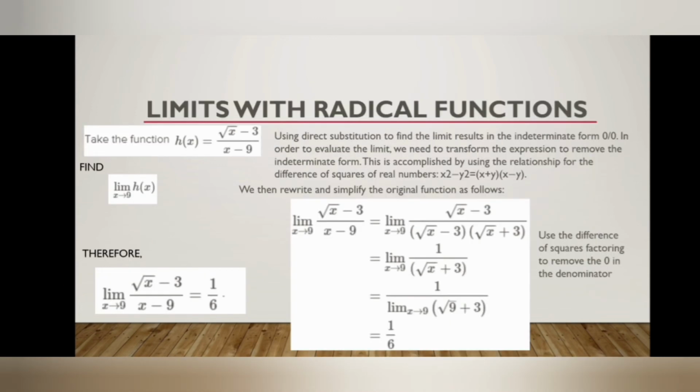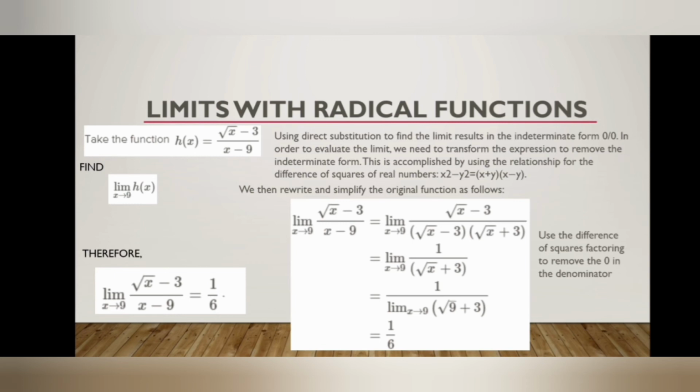Let's move on to another example. Using direct substitution to find the limit results in the indeterminate form 0 over 0. In order to evaluate the limit, we need to transform the expression to remove the indeterminate form. This is accomplished by using the relationship for the difference of squares of real numbers, which is x squared minus y squared is equal to x plus y times x minus y. We then rewrite and simplify the original form of the function as follows.